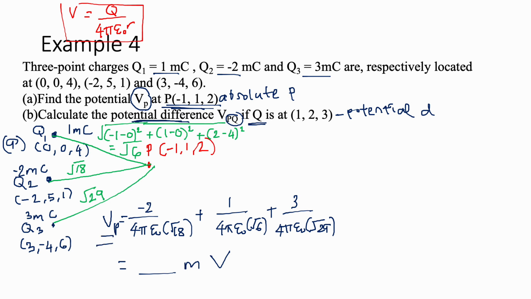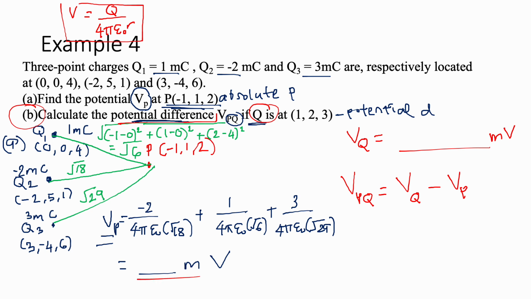Okay, so now to proceed question number B, you need to find the value of VQ first. Once you got the answer in millivolts, then only you can proceed with the potential difference. So the potential difference VPQ is equals to what? VQ minus VP that you have calculated earlier. So I leave it to you for this question for you to solve, alright?